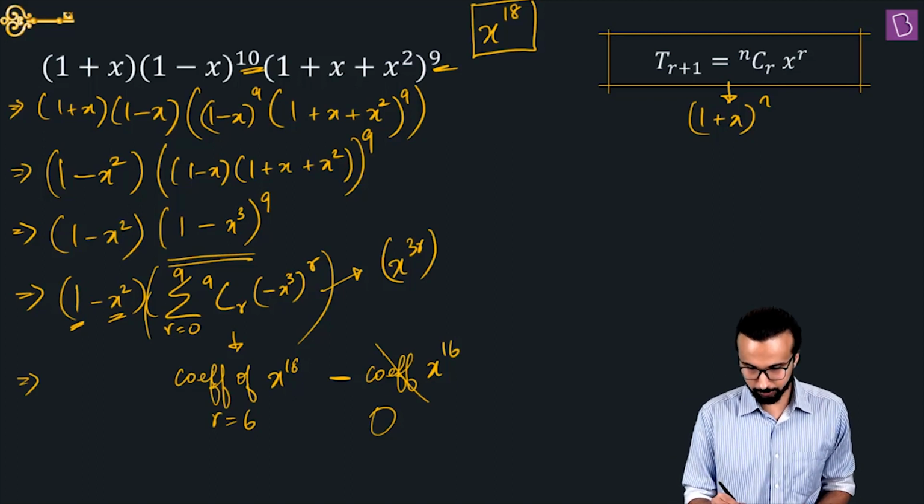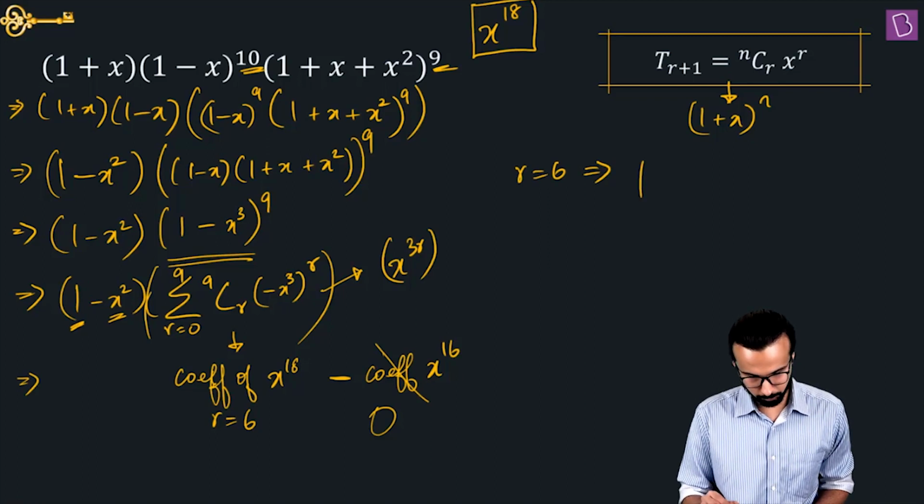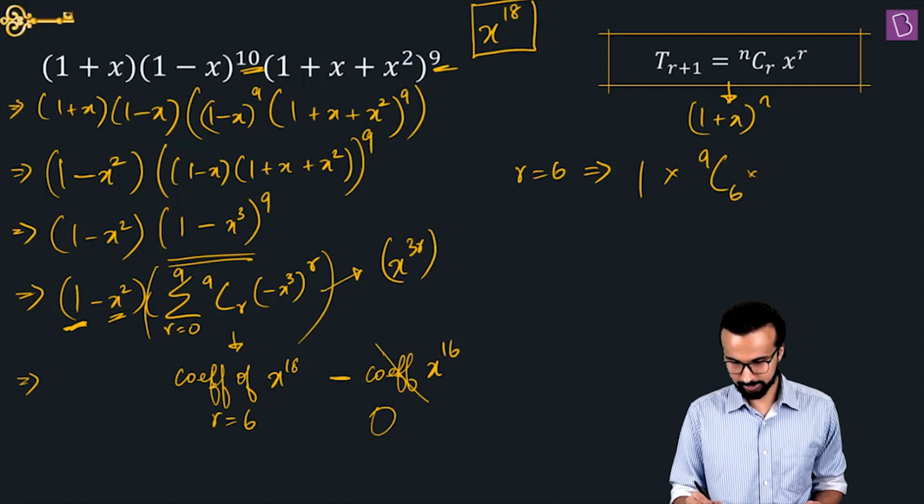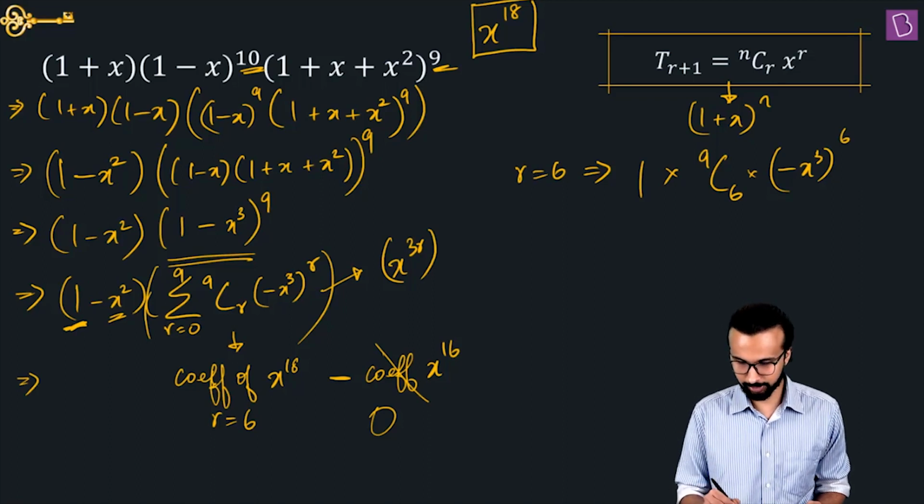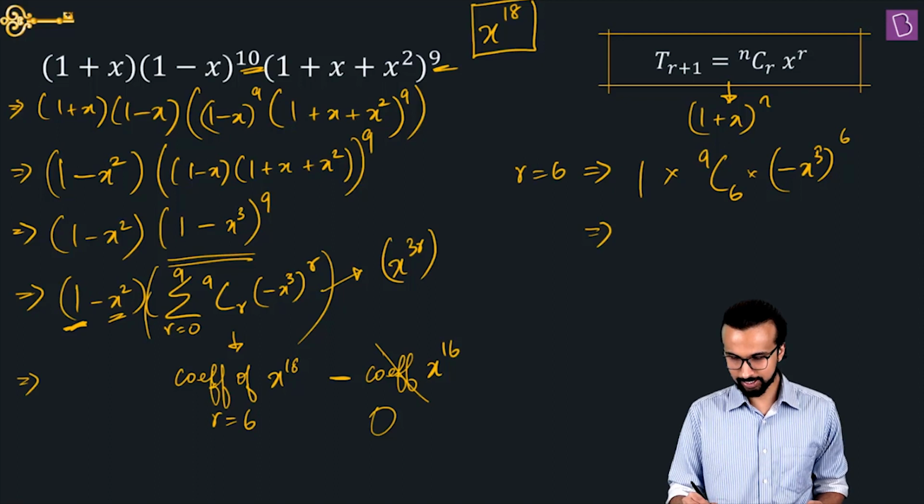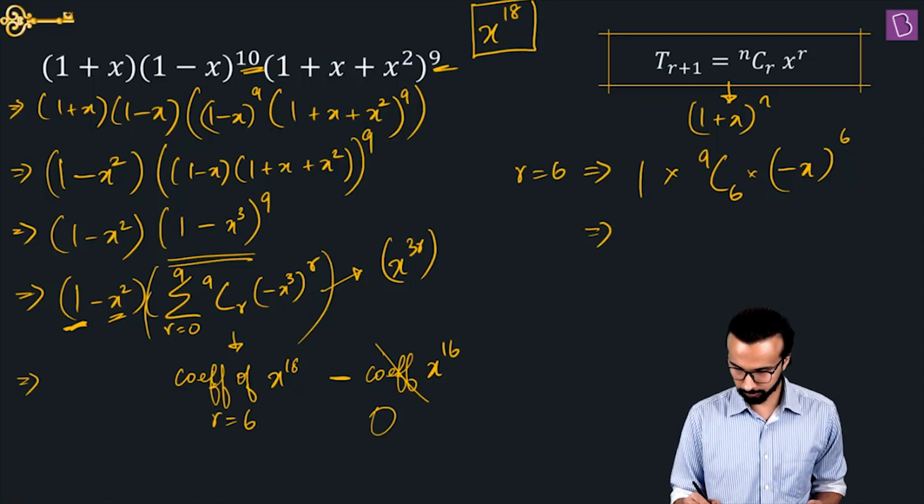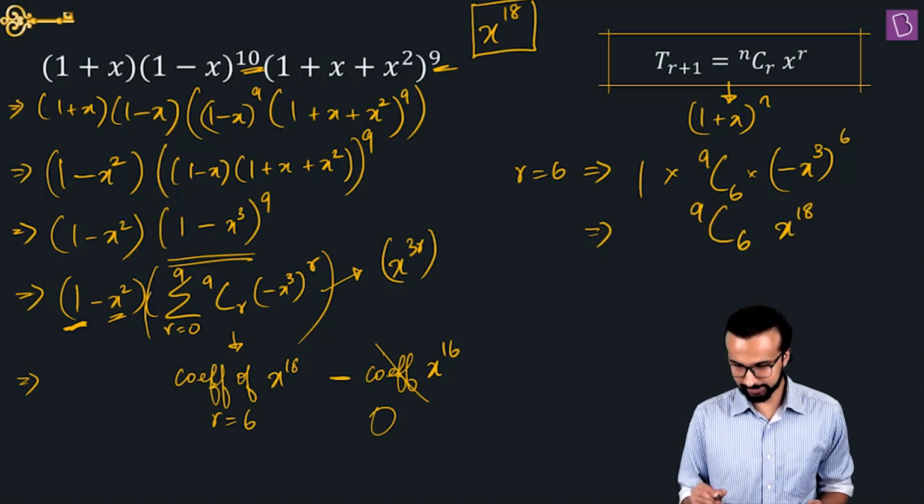When I put r equal to 6, I get this term as 1, this one which is outside, into, what is that term here? 9C6 into (minus x cube) raised to 6. The minus goes off here, as you can see, since minus 1 raised to 6 is 1 itself. So x power 18 arises along with 9C6 on this side.